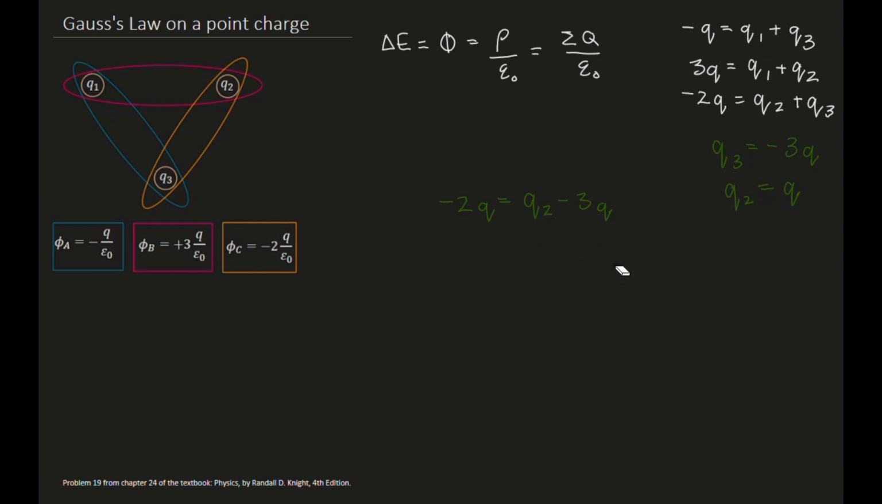I can do the exact same thing to figure out what Q1 is. I can plug it into the first equation. So negative Q equals Q1 minus 3Q. I get Q1 is equal to 2Q. And that's how I figured out, using just basic algebra and Gauss's law, the individual charges on point charges within Gaussian surfaces.